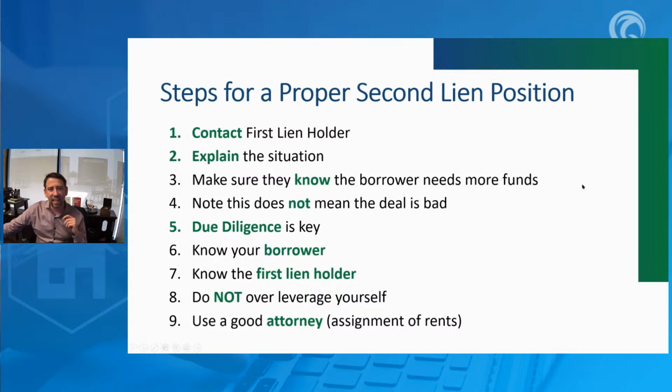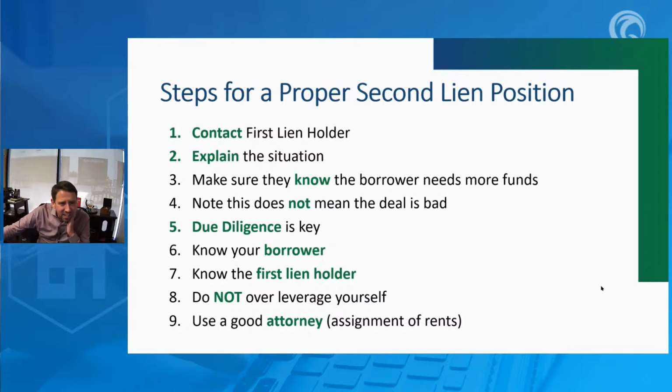All right. And lastly, he used a good attorney. Now, this was really important because Mitch was able to get what we call an assignment of rents. If this property got rented out, Mitch would have gotten the rents if, for whatever reason, the borrower was not paying. That's really nice to know. So not only did he have his second lien position, but he had a personal guarantee from the client and an assignment of rents. This is why using a good attorney is important.